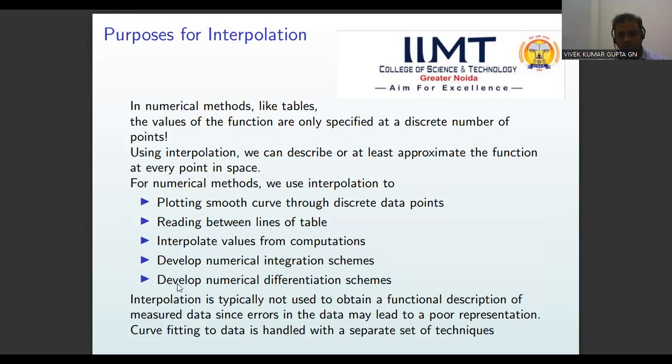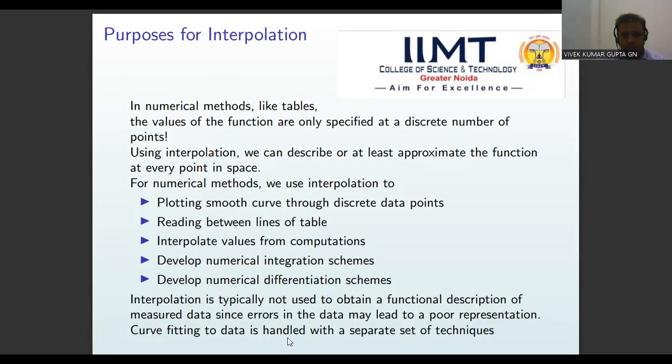Also, we can develop numerical integration schemes and numerical differentiation schemes. When we have an interpolating function, we can find numerical integration and differentiation methods. Interpolation is typically not used to obtain a functional description of measured data, since errors in the data may lead to a poor representation. Curve fitting to data is handled with a separate scheme.